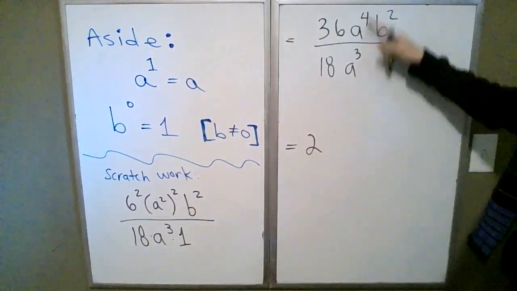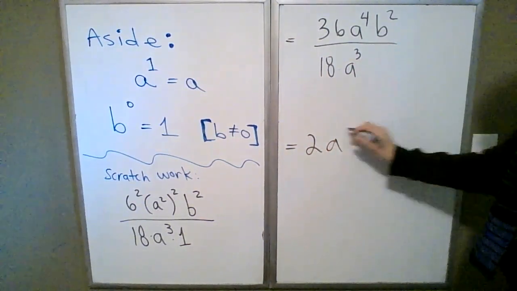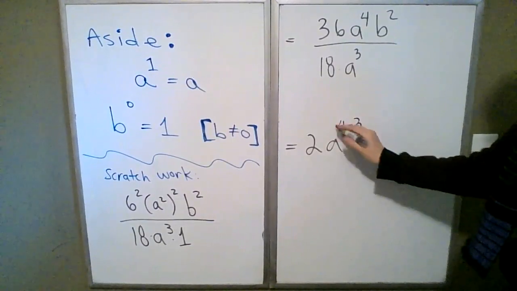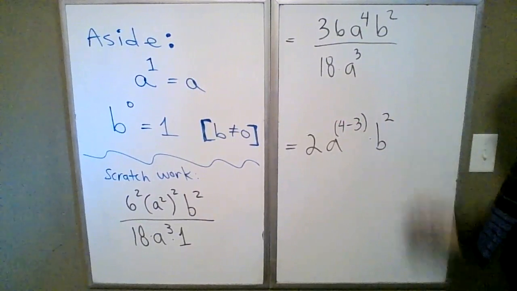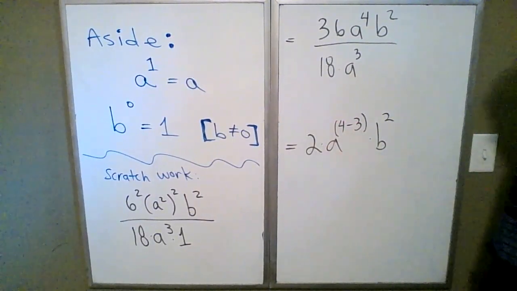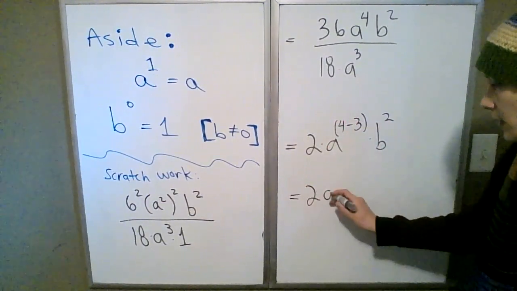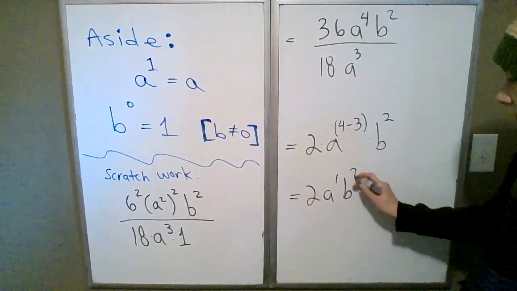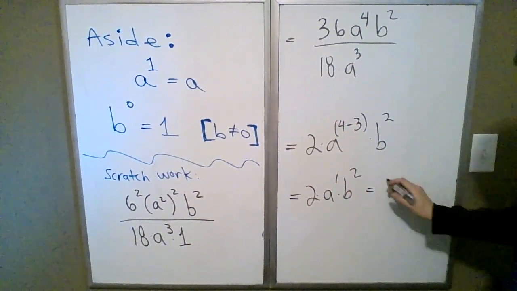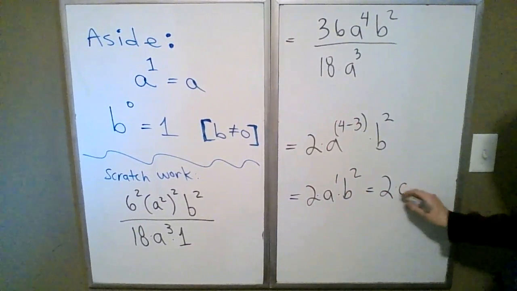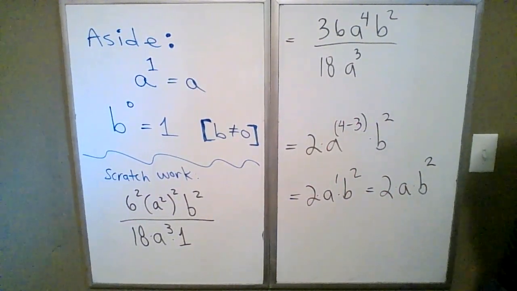The base is a, and the power is 4 minus 3. And then you have the b squared just sitting there. So it's 2a to the first, b squared. And we mentioned earlier that anything with the power 1 is just that same number, a. So 2ab squared.